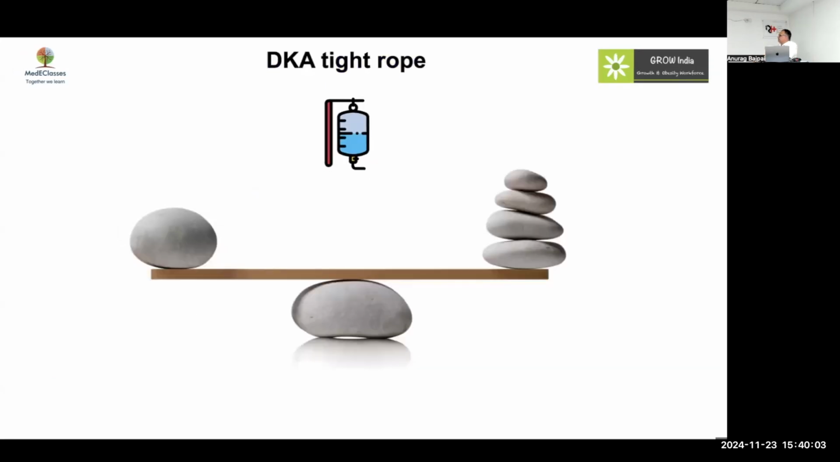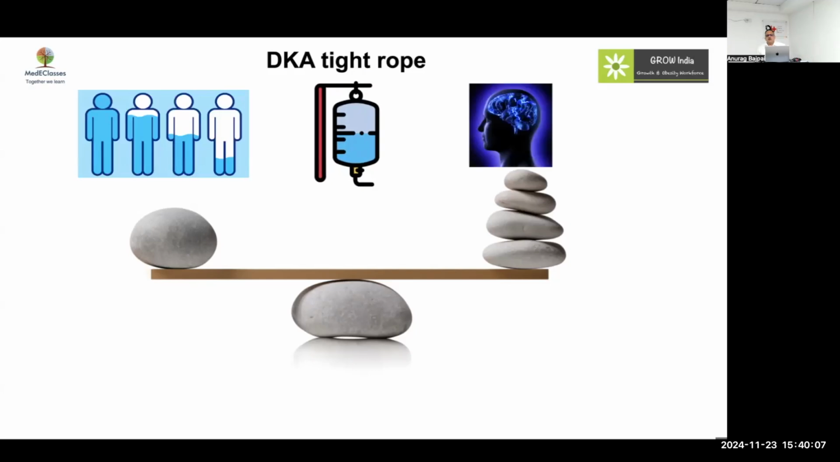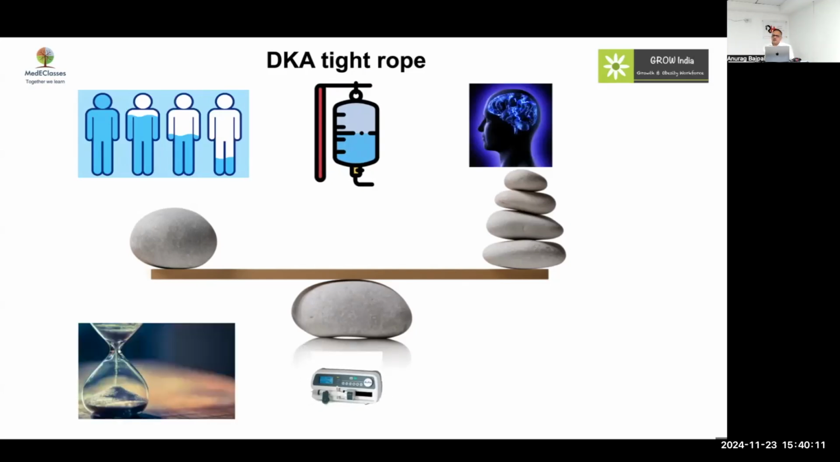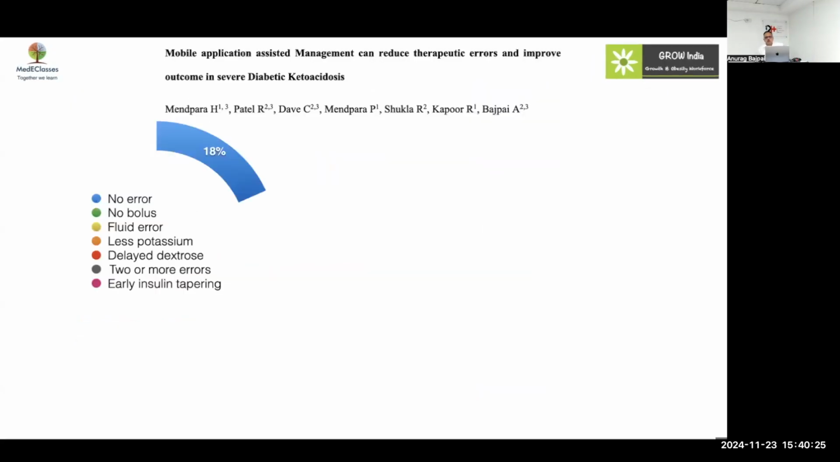So as discussed, if you give too little fluid, you will have dehydration. Too much fluid, you will have cerebral edema. If you give too little insulin, you will take more time to settle. But if you give too much insulin, you will have hypokalemia. So any day, I would prefer somebody to stay in the ICU dehydrated for some more time than to die because of hypokalemia or cerebral edema. So this is what we want to do, is to go slow.